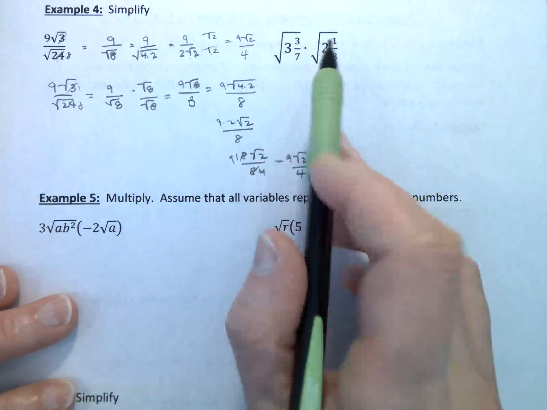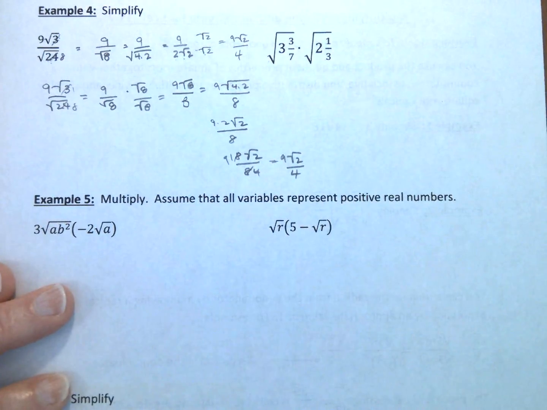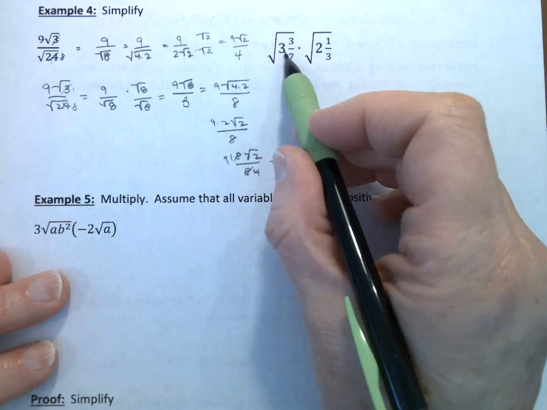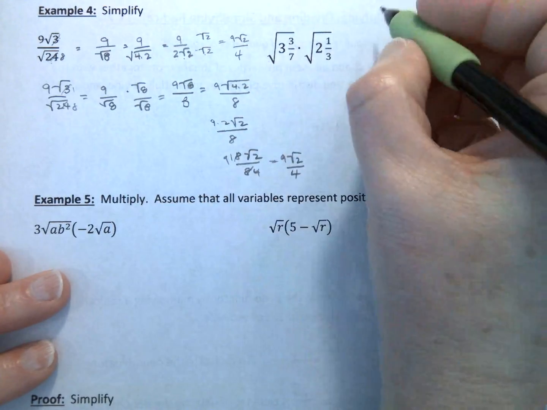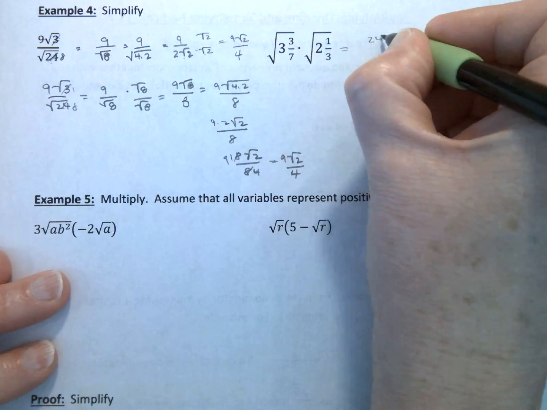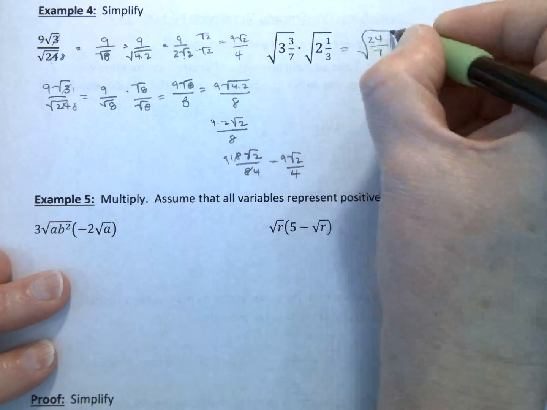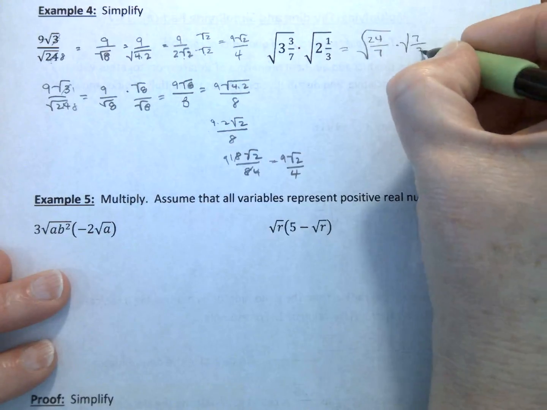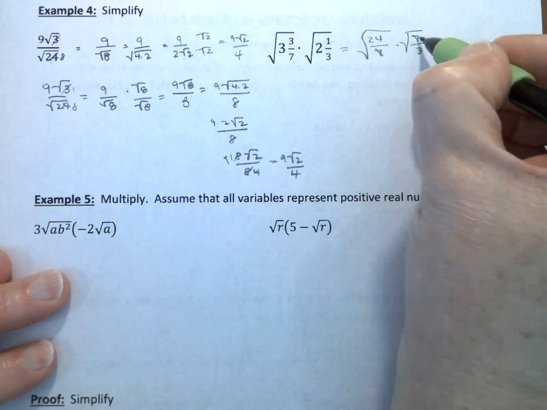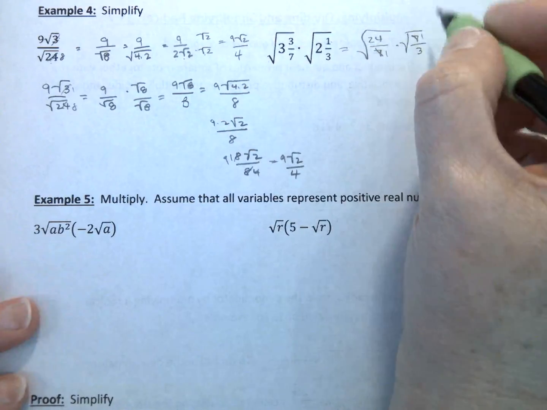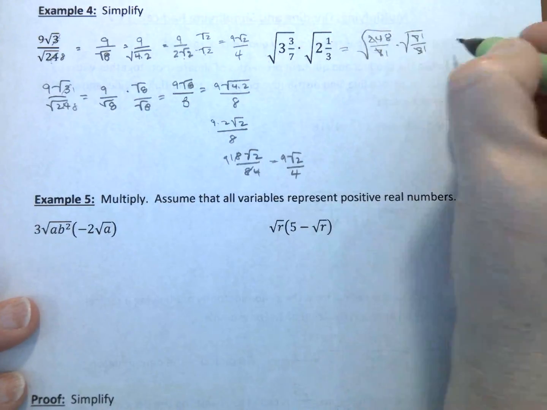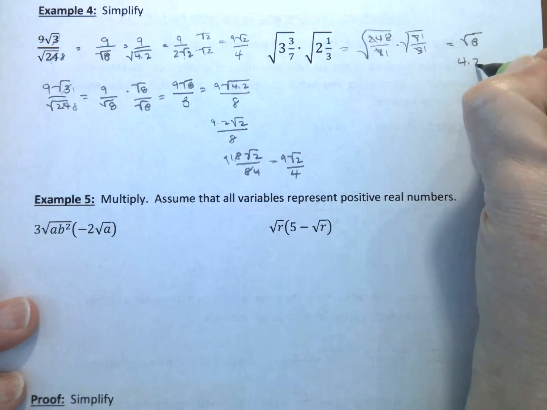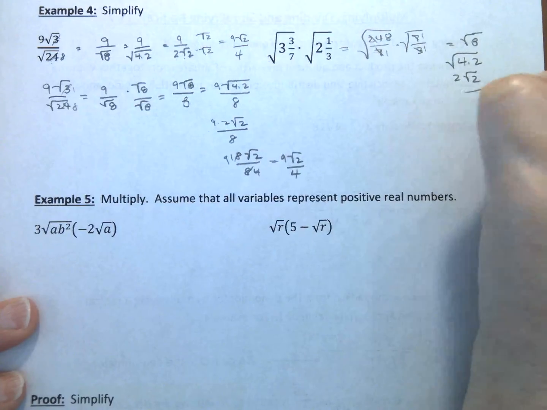If we look at this next one, I have 2 mixed numbers, and we don't do anything with mixed numbers. We have to change them to improper first. So 3 times 7 is 21, plus 3 is 24 over 7. And 2 times 3 is 6, plus 1 is 7 over 3. And these 7s will cancel out. 3 goes into 24 8 times. So what I'm left with is the square root of 8, which we know is 4 times 2. So it's 2 square root of 2.